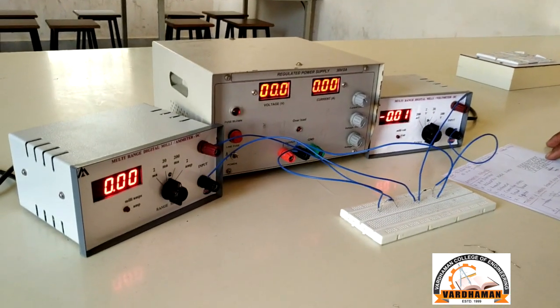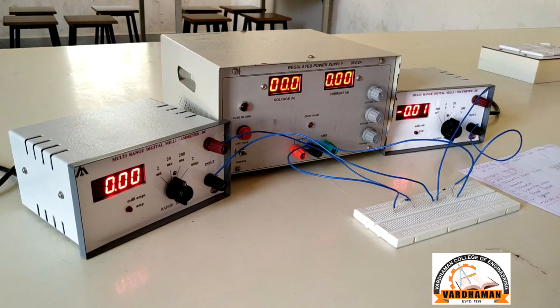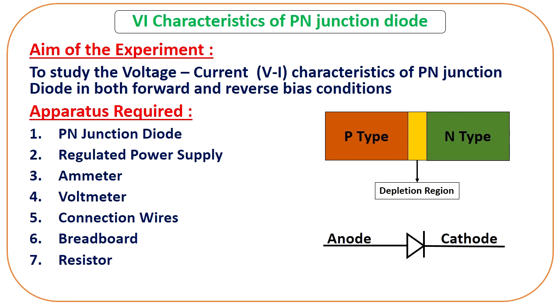Hello everyone. Today we are going to study the VI characteristic of PN junction diode in both forward and reverse bias. In that case, the main apparatus needed are a PN junction diode, a regulated power supply, ammeter, voltmeter, connecting wires, one breadboard, and one resistor.